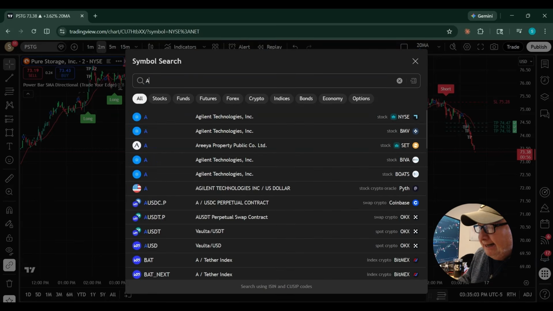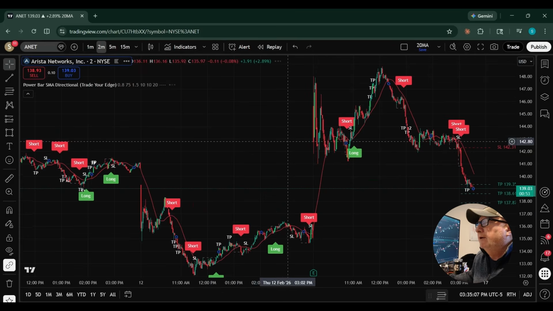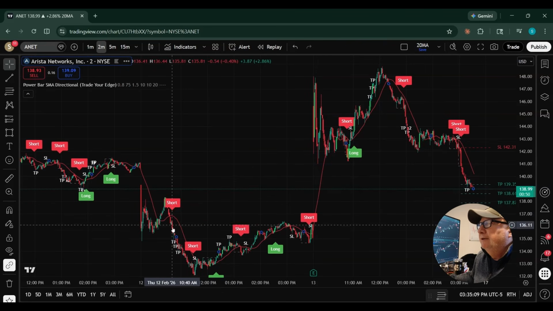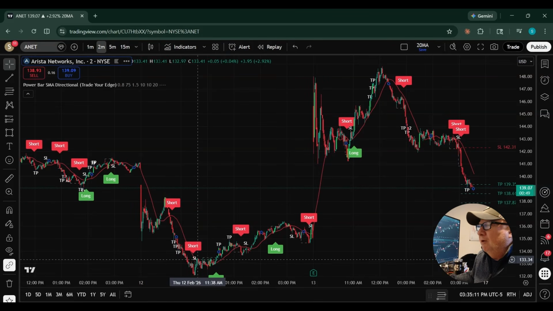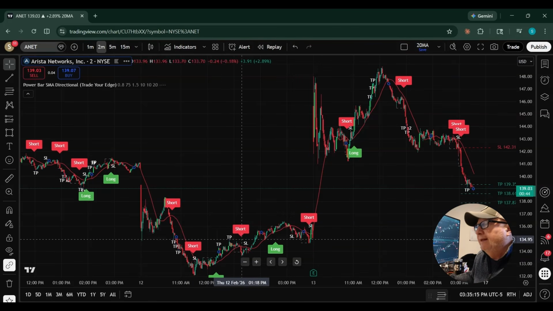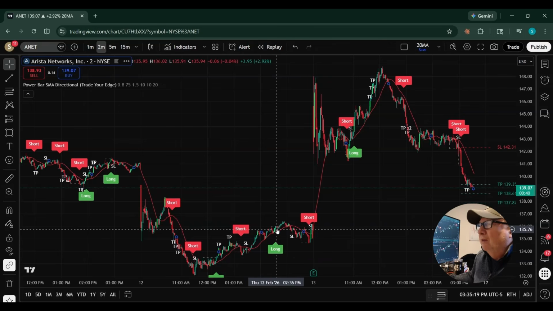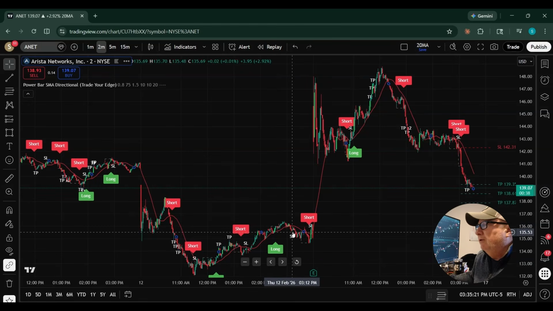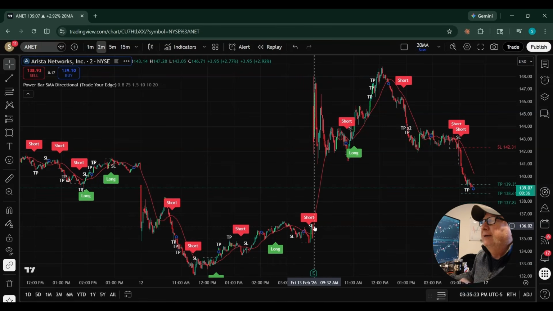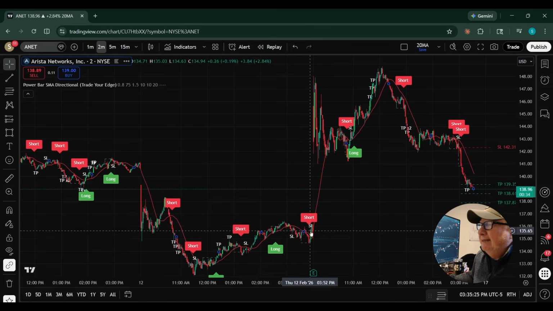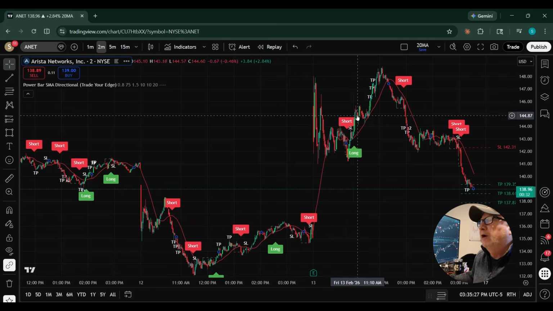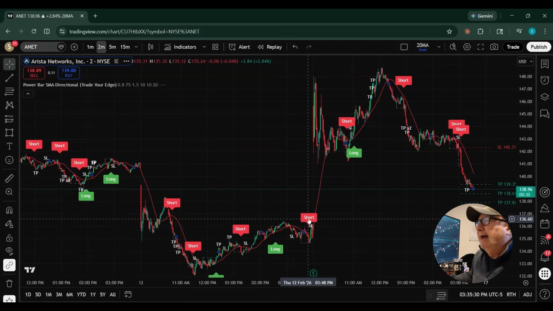Another one is ANET, Arista Networks, the past couple of days. Short, take profit, small stop loss. Long, take profit level. A short with a small stop loss. A long that ends up in a small stop loss. Shorts or longs, I'm generally not taking off a 2-minute for overnight. So this is not something I would trade.